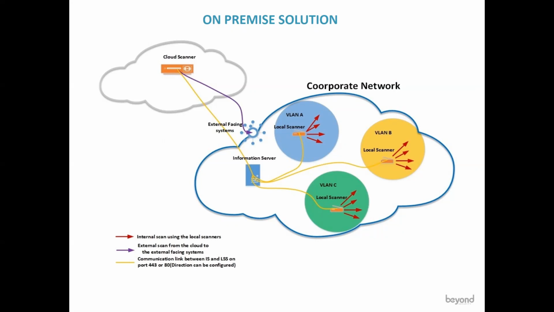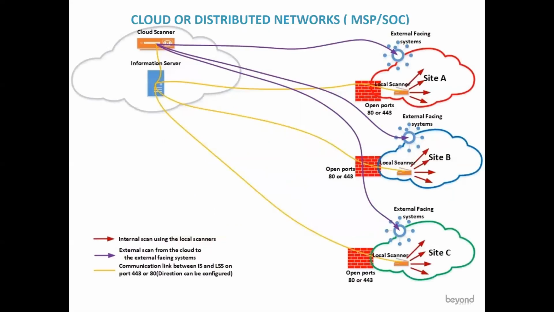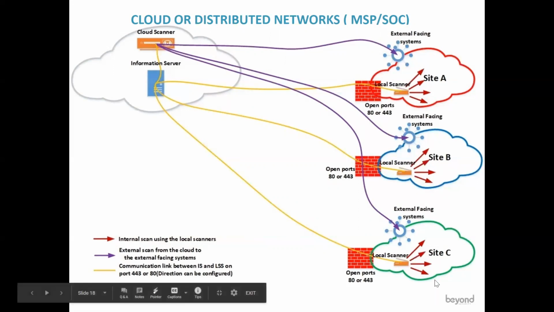Another method of deployment is the distributed network. The distributed network is using a cloud. So you would have the information server hosted by us in AWS, and you would have a cloud scanner. The cloud scanner will scan your external facing systems. And now each site over here is basically a virtual container, meaning that each site could be, I can call it, an organization and say, that's my branch in Paris, that's my branch site B in New York, and site C is my branch in Philly.